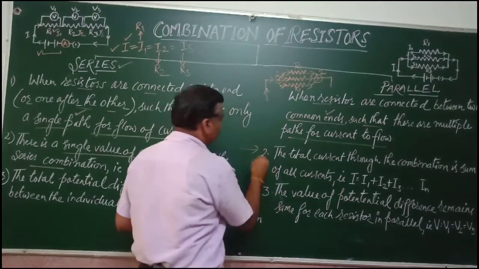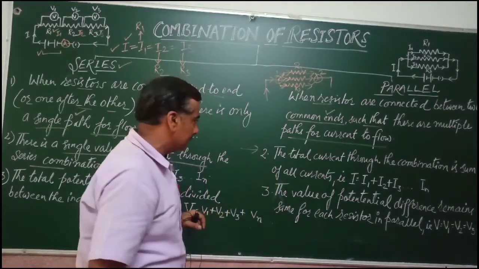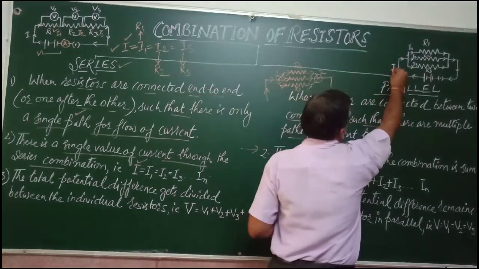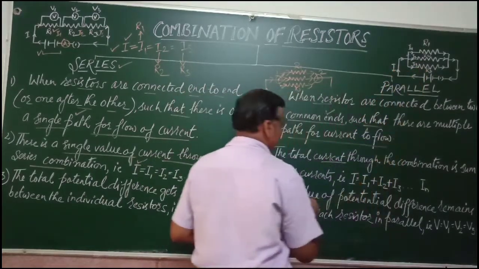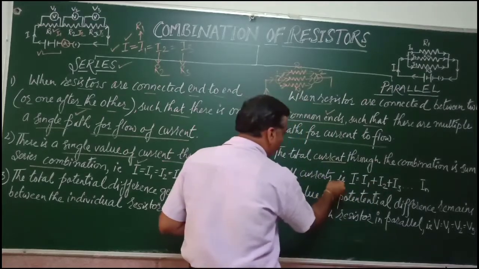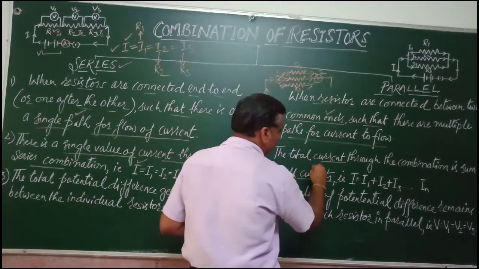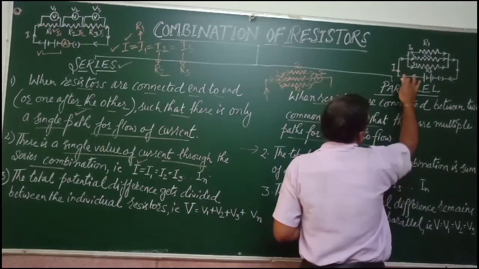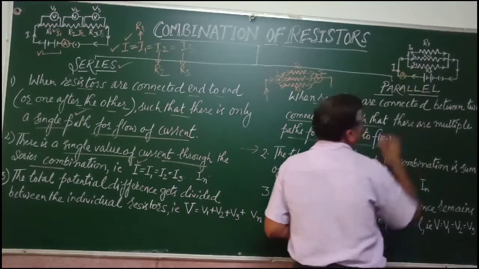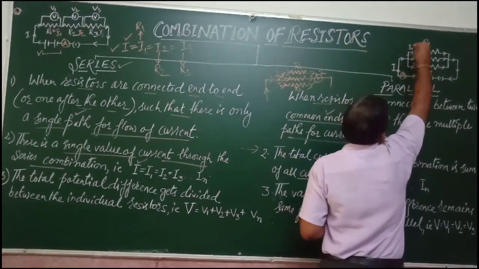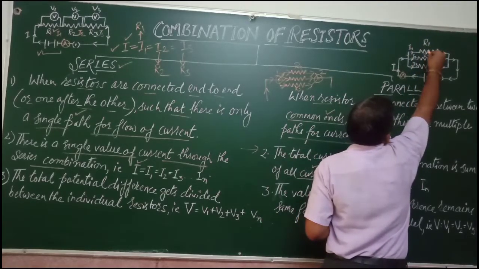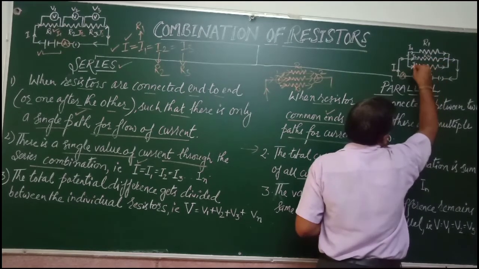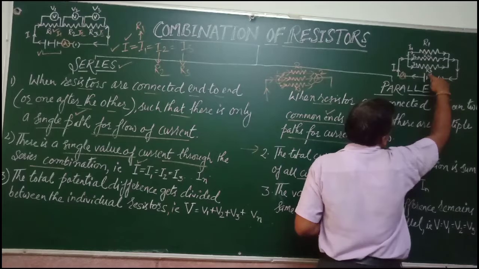Now when we come to the parallel combination of resistors, the total current I which is flowing through a parallel combination is the sum of all the currents which are flowing through the multiple paths, right. Suppose this is the total current I which is measured by an ammeter which is fixed here, then I1 is the current which is passing through R1, I2 is the current which is passing through the R2 resistor, and I3 is the current which is passing through R3.